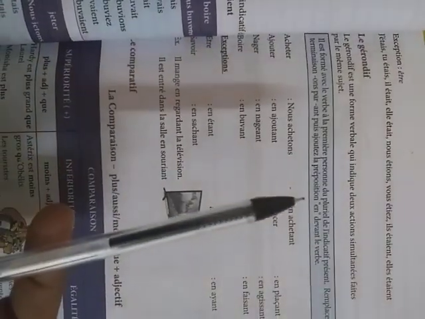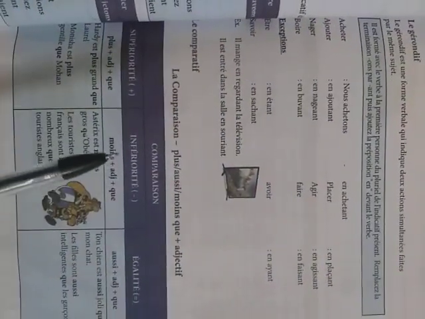Now we finish the imperfect conjugation. After the imperfect conjugation, you have the gerundive form. Now we are going to start the comparative comparison.